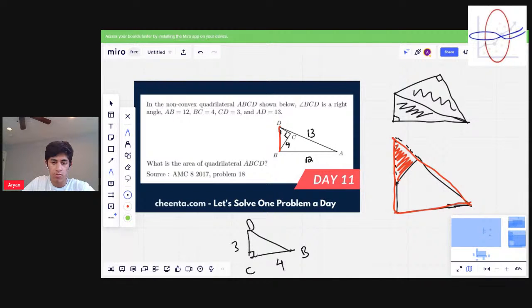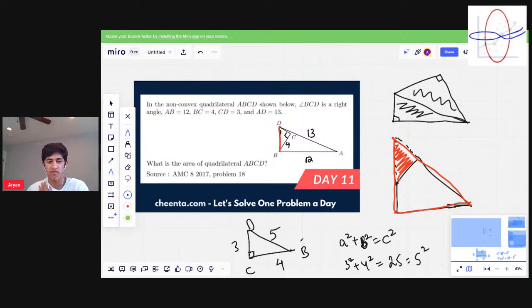Hopefully everyone knows the Pythagorean theorem, which says in a right triangle, a squared plus b squared equals c squared, where a and b are the legs and c is the hypotenuse. And the most common Pythagorean triple is the 3, 4, 5 triangle. So we know DB is 5. 3 squared is 9, 4 squared is 16, 9 plus 16 is 25, and 25 is just 5 squared. So basically we know BD is 5, and we draw it in here.